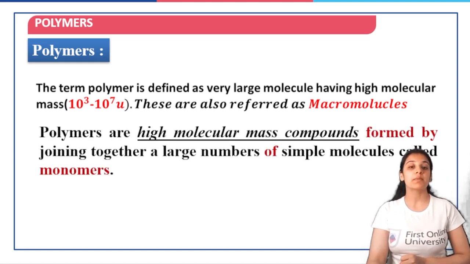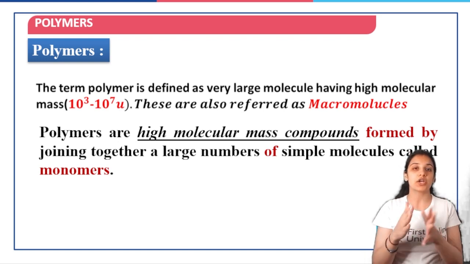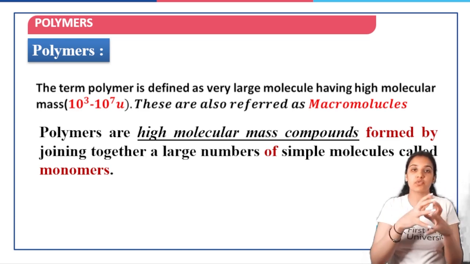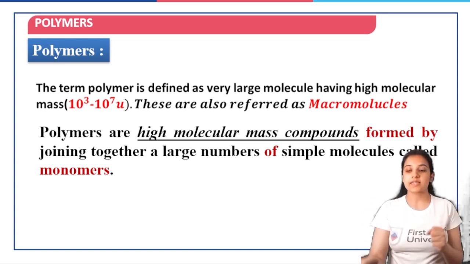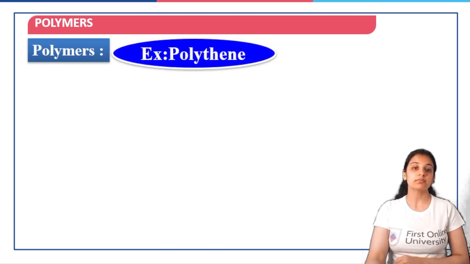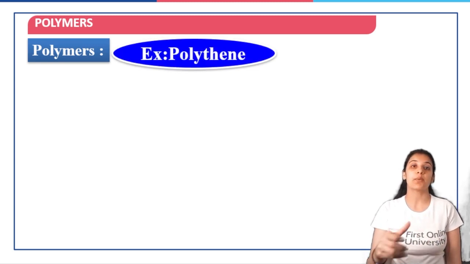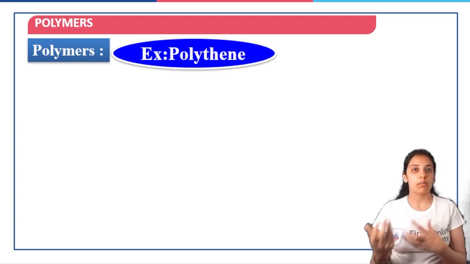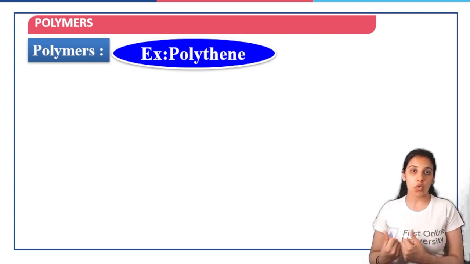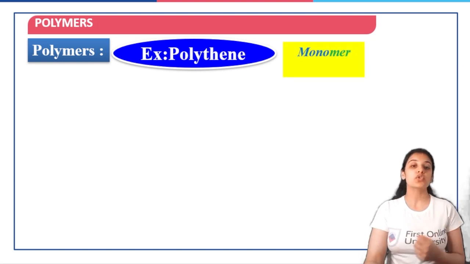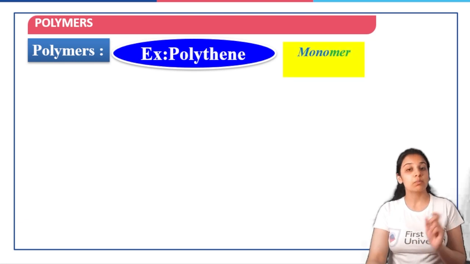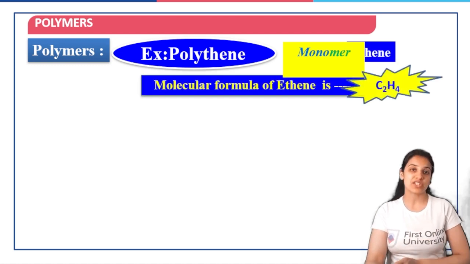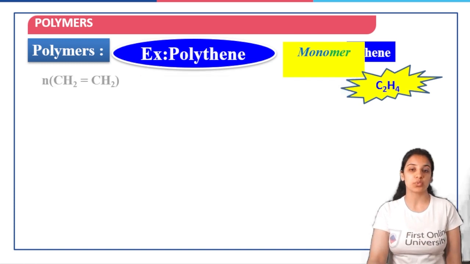Polymers are high molecular mass compounds formed by joining together a large number of simple molecules known as monomers. So when monomers join together to form a large polymer, it has a very high molecular mass. For example, polythene that you commonly use to carry substances, when you go to a market, you buy something, you carry it to your home in a polythene, right? So polythene is also a polymer, and the monomer of polythene is ethene, molecular formula C2H4, CH2=CH2.